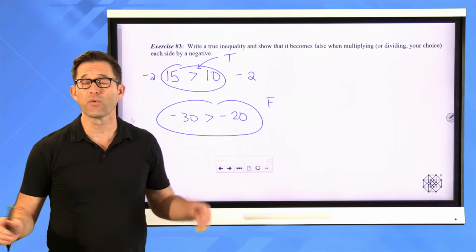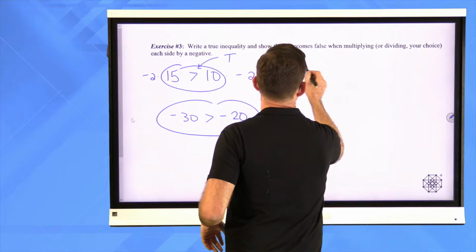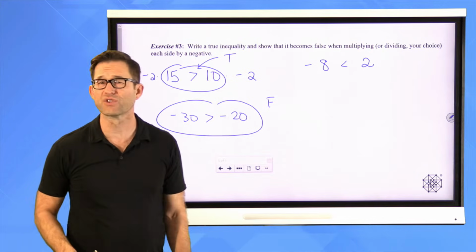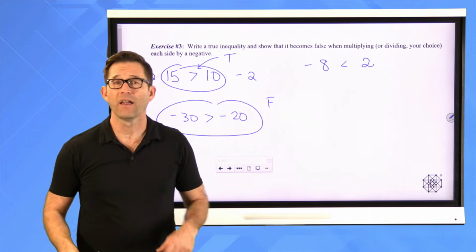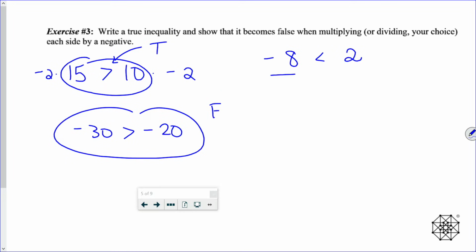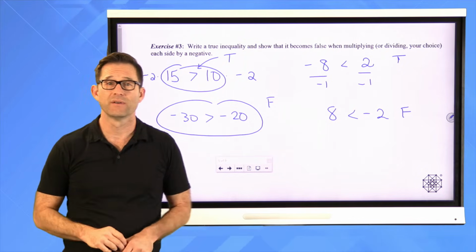You could even go with one number that's positive and one number that's negative. For instance, you could say something like -8 is less than 2, right? Which is certainly a true inequality. Let me do a little division here. Let's say I divided this by -1 on both sides, right? If I did that, I would then get 8 is less than -2, and that's false, right? The original one is true. That one then is false, okay?